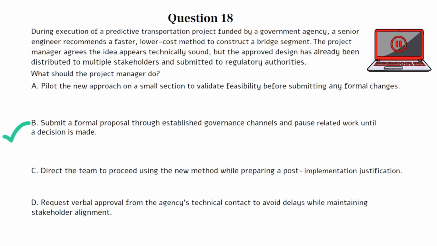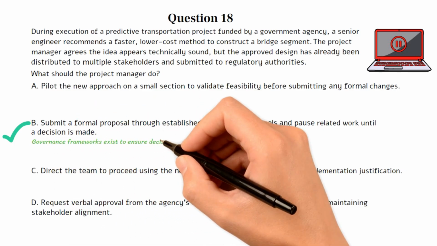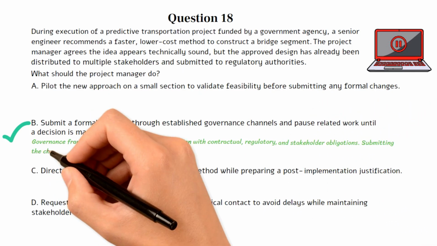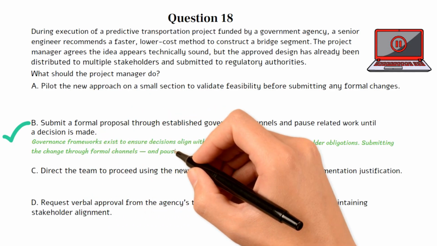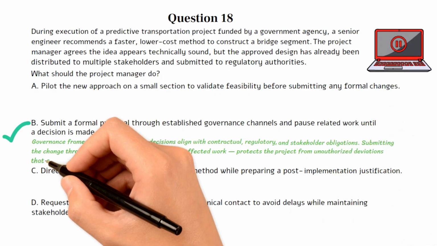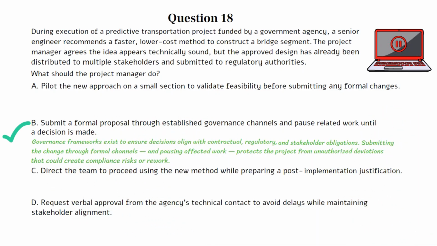This question tests your understanding of project governance in predictive environments, particularly how formal processes guide decision-making when changes may affect compliance, stakeholder trust, or regulatory commitments. Choice B is the best option because governance frameworks exist to ensure decisions align with contractual, regulatory, and stakeholder obligations. Submitting the change through formal channels and pausing affected work protects the project from unauthorized deviations that could create compliance risks or rework. Choice A is incorrect.